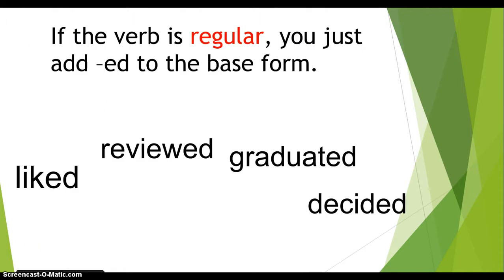Now, if the verb is a regular verb, when you form the past participle, all you're going to do is add ed to the base form, and it's going to look like the simple past. So for example, like becomes liked, I have liked. Review becomes reviewed, she has reviewed. Graduate becomes graduated, I have graduated. And decide becomes decided, we have decided.